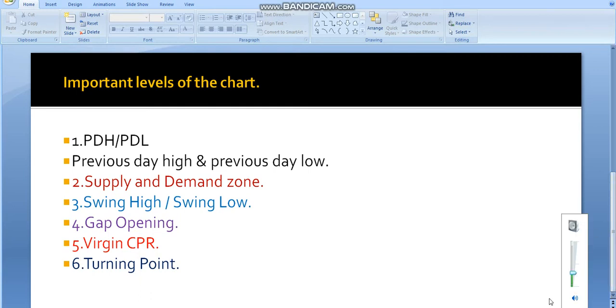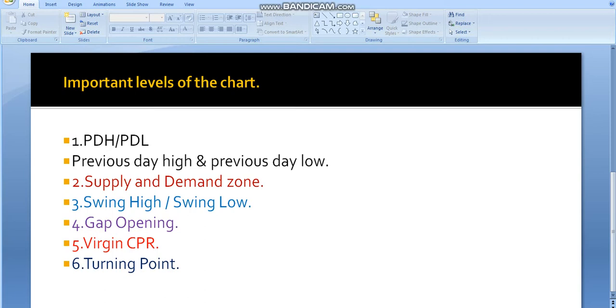So these are the important levels of the chart that one has to mark on the chart. Number one is PDH and PDL. PDH in the sense previous day high and previous day low. We have to mark them on the chart. This is one of the important levels.